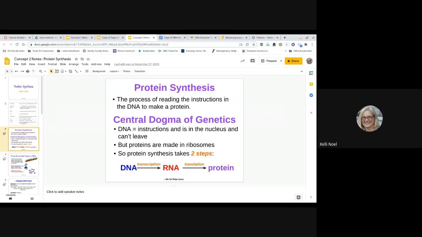They have something called the central dogma of genetics, and pretty much it goes DNA, RNA, protein. So you have to have the DNA to get the instructions. They make a copy of the instructions and put it in the form of RNA. RNA carries the instructions because it's small enough to get out of the nucleus and go to a ribosome to make the protein. We're going to look at the two steps of transcription and translation, and then we're going to be practicing that as well.